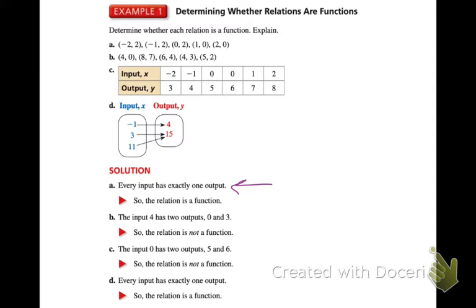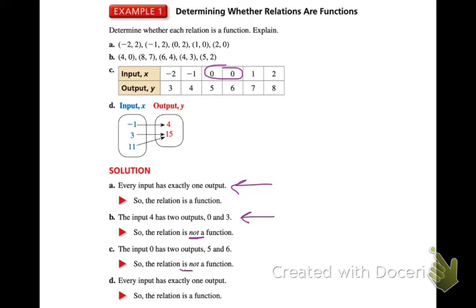Looking at part B, the inputs are 4, 8, 6, 4, and 5. I just repeated the input 4, meaning that 4 is paired with 0 and 4 is paired with 3. Right here, since the input 4 has 2 outputs, it is not a function. Okay? In C, we look at the inputs. We have -2, -1, 0, 0, 1, and 2. Since 0 is paired with 2 different outputs, 5 and 6, it's not a function.